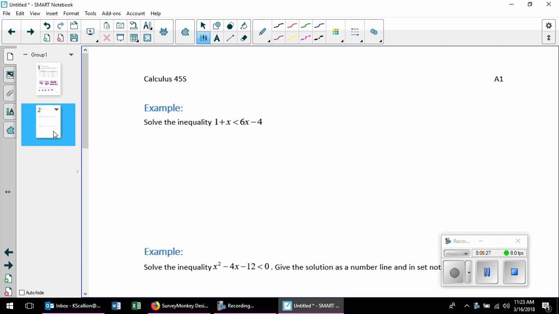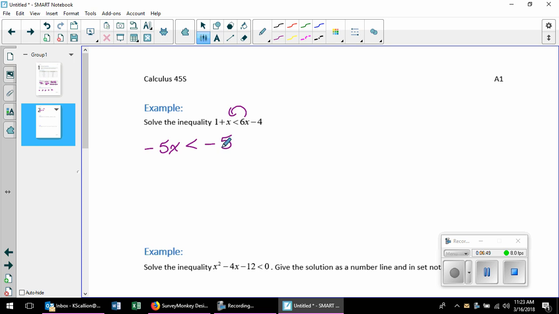Let's solve the inequality. X is to one side, constants to the other. The trick here is let's say I brought the 6 to this side. So I have -5x is less than -5.